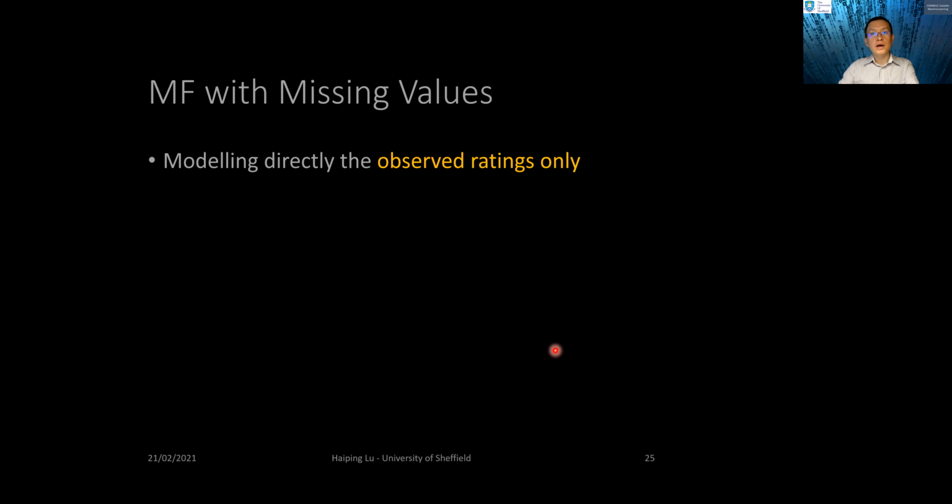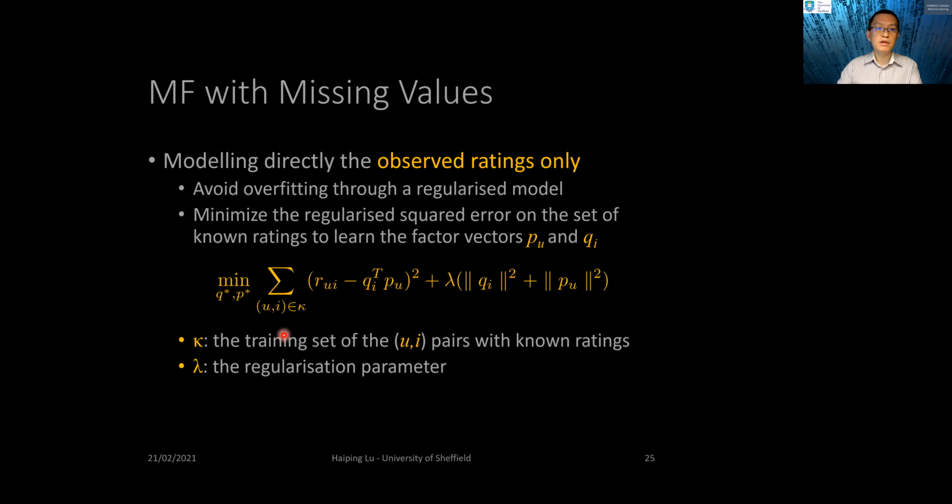So the solution is to model only the observed ratings, using the observed ratings directly in modeling. We will also avoid overfitting by using a regularized model, and this gives us the objective function like this. The objective is to minimize the regularized squared error on the set of known ratings to learn the factor vectors P and Q.